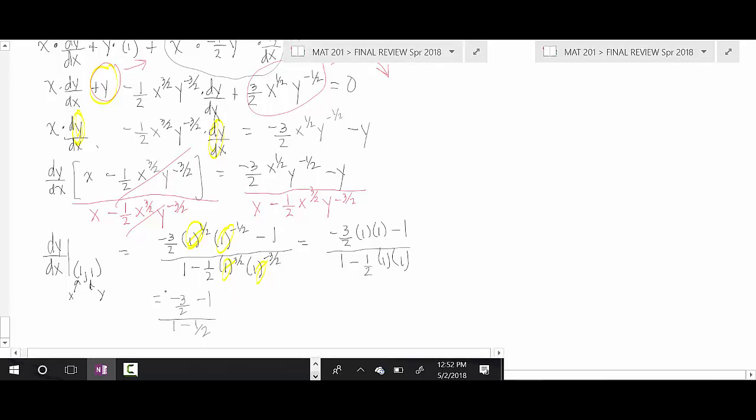The way I would do this is a complex fraction. If I multiply the top and bottom by 2, I get rid of the fraction. Otherwise, you can just do negative 3/2 minus 2/2, getting common denominators. But if you do it this way, I think it's easier.